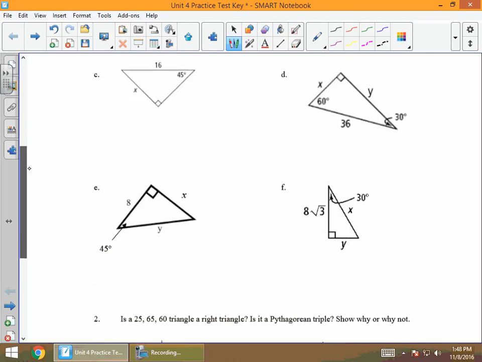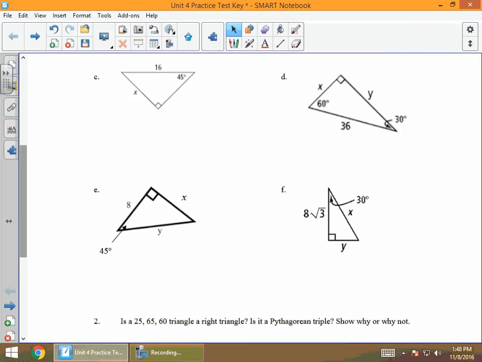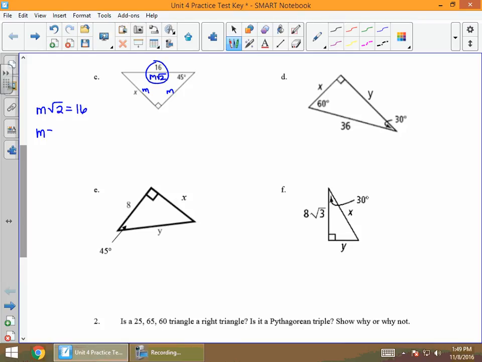All right, as I take a look at C, this has one side and a 45. So anything with 45, that means this is m, m, and m radical 2. Here's my equation. I'll do this off to the side. So m radical 2 equals 16. Divide both sides by radical 2. So m equals 16 divided by radical 2.